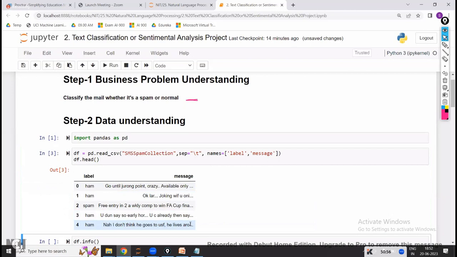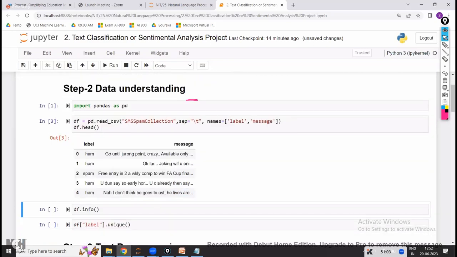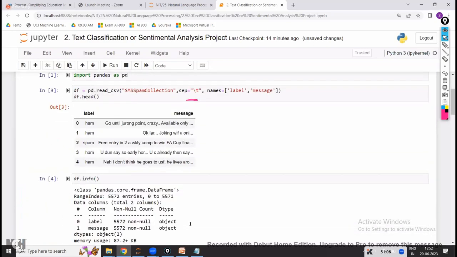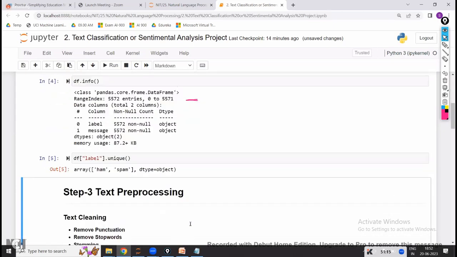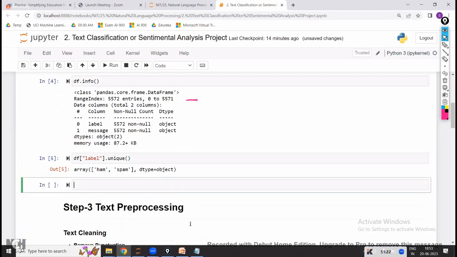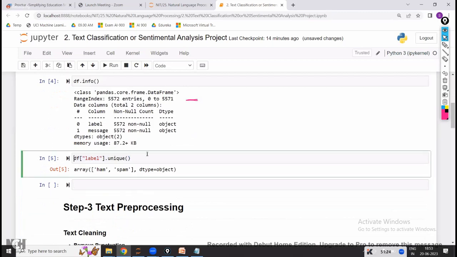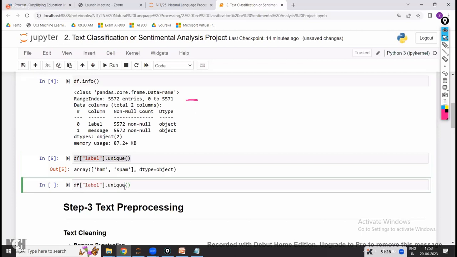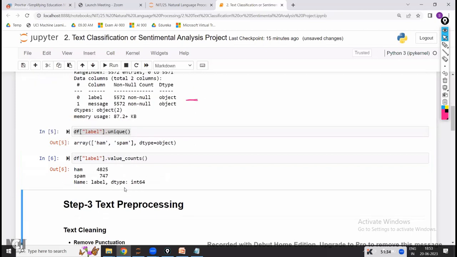Got the point? How to load the data? This is a flat file and I have loaded it. Once I have loaded the data, now I'm going to click on info. Total 5,572 messages, mails, are there. In the label column I'm having either spam or ham. Now I'm going to calculate value_counts. So in total you are having ham mails 4,825 and spam mails 747.